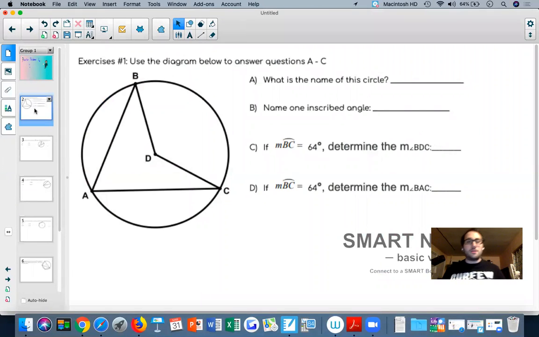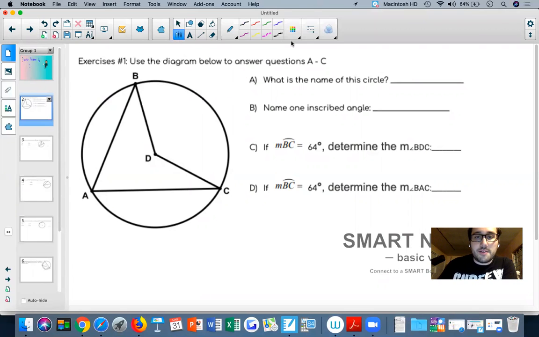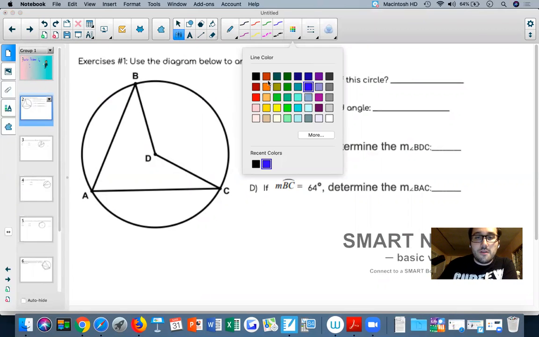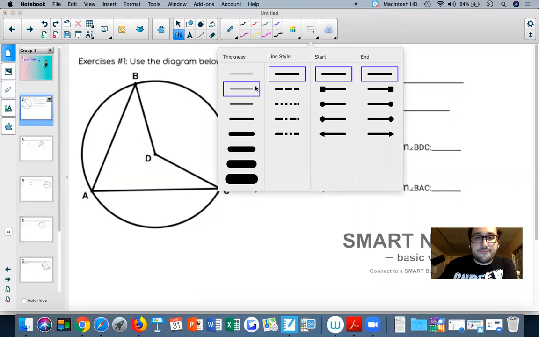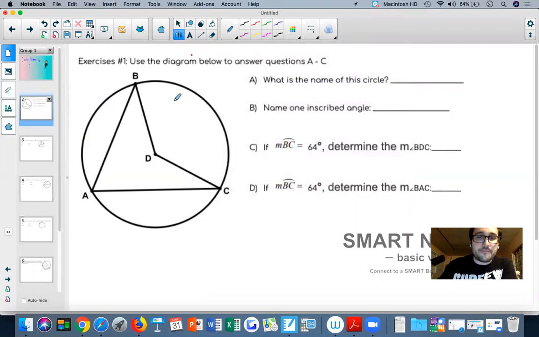Use the diagram below to answer questions A through C. Let me pick my colors. Let's do an orange, because why not? Okay, what is the name of the circle? So remember, names of circles are the center of the circle, and the center of this circle is D. So this is called circle D.